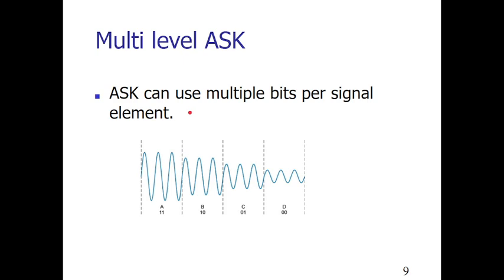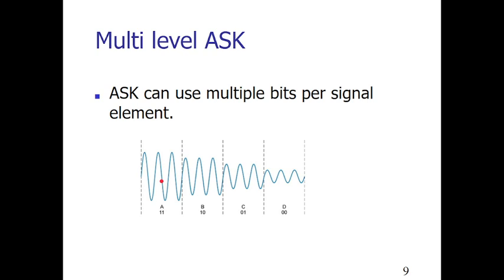Here is another example, and this type of amplitude shift keying is known as multi-level amplitude shift keying. In this multi-level amplitude shift keying, we are basically using 4 levels of amplitude. For 00, we are using this amplitude. For 01, we are using this amplitude. For 10, we are using this amplitude. And for 11, we are using this amplitude.